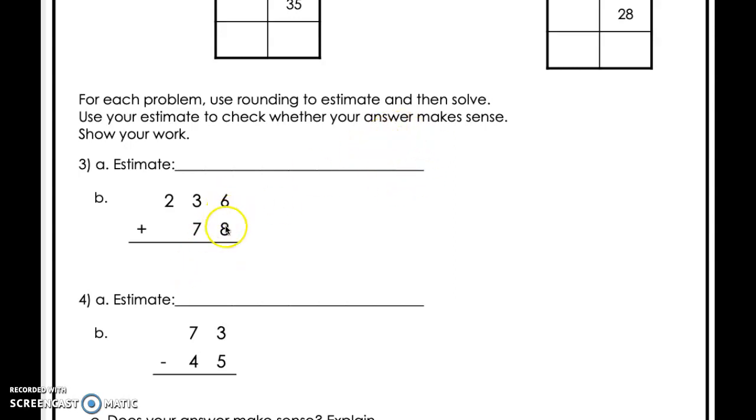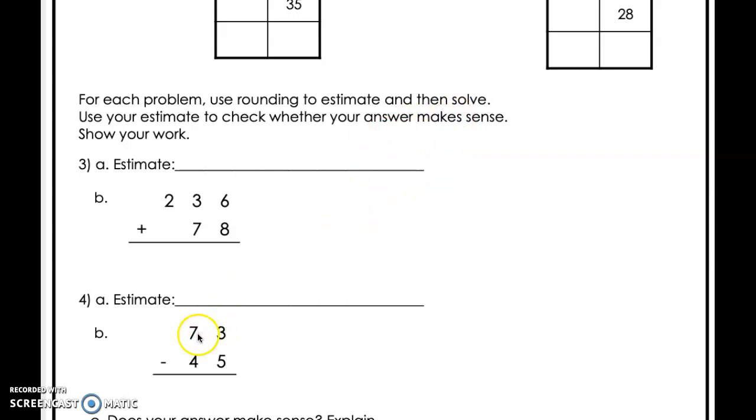And then you would have to work this out. 8 plus 6 is 14. 7 plus 3 and 1 more is 11. And then that would be 3. 314 is the real answer. So 314 is pretty close to 320, so that would make sense.